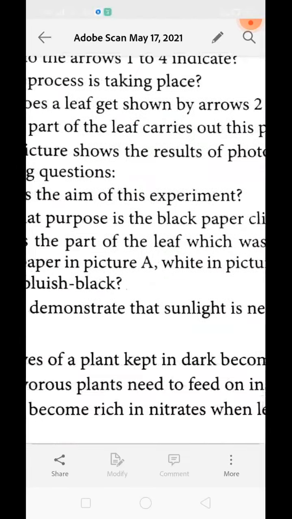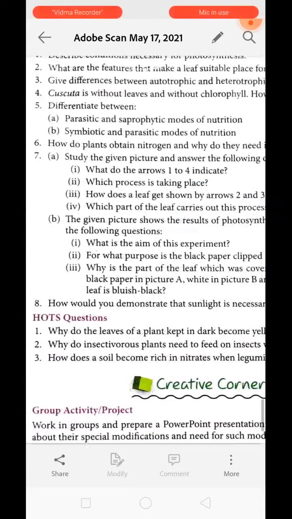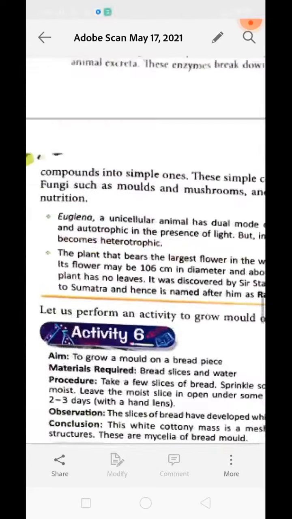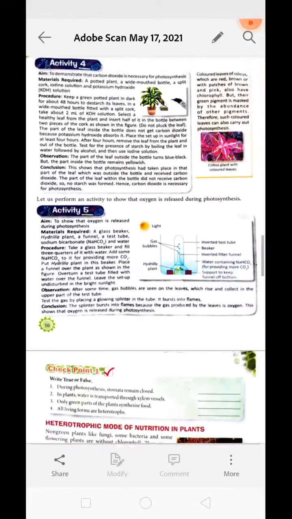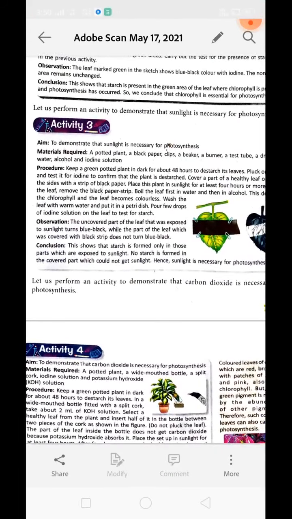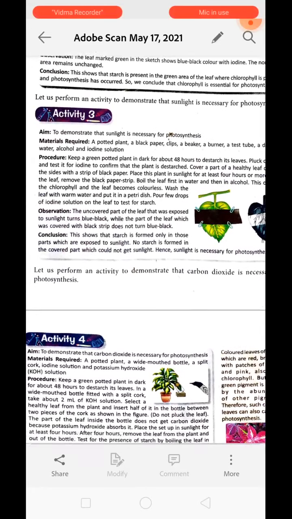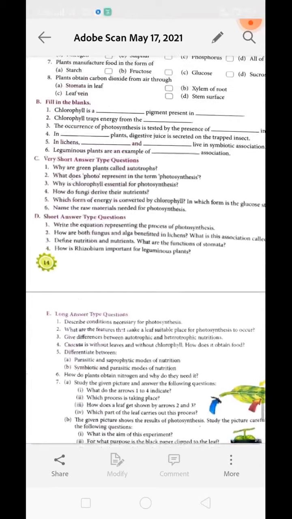Now question number 8. How would you demonstrate that sunlight is necessary for photosynthesis? For that, you need to perform activity number 3. You will write the whole activity in your copy. Understand, class? Now, question number F.